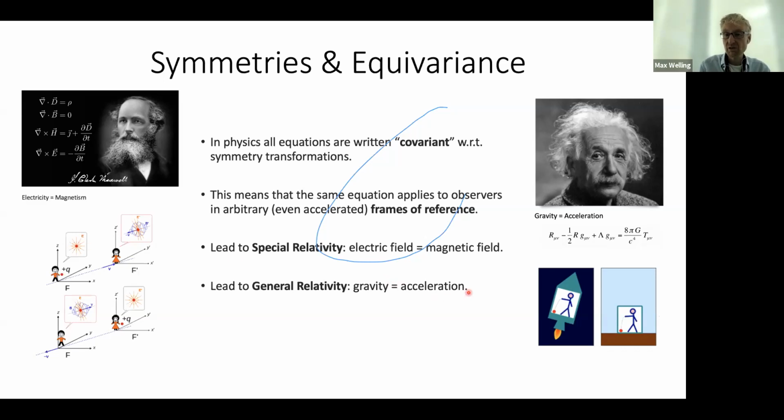And something very similar actually happened when Einstein was studying gravity, where he discovered that acceleration is really equivalent to gravity. And from that, he figured out basically the whole theory of general relativity.